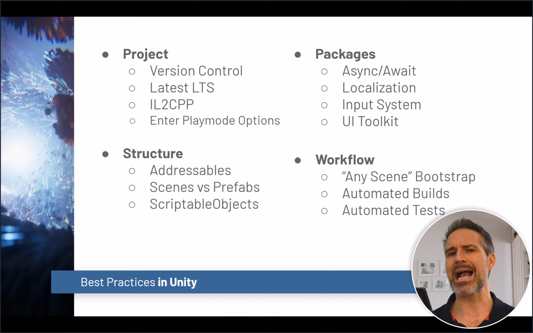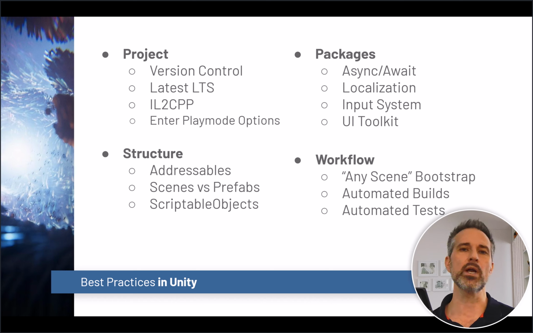Then as far as the different packages that you can bring in optionally into your project, I recommend starting from the beginning of your project with async await libraries, with a localization library, using Unity's official input system versus their older input manager, and using Unity's UI Toolkit instead of the older Unity UI. Again, these choices could be made anywhere during development, but the earlier you do, you're going to be able to reap those benefits and have the functionality that each of these brings spread more evenly across your code base.